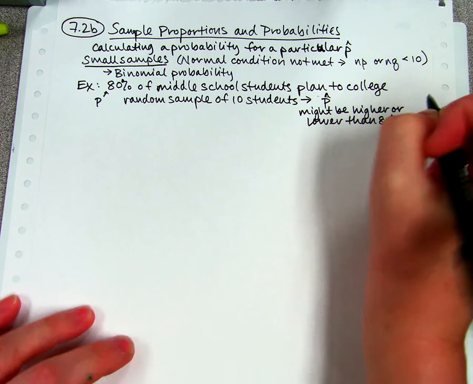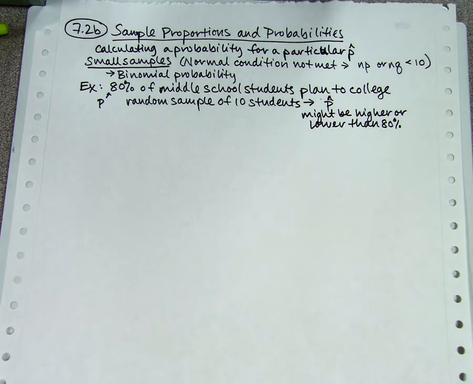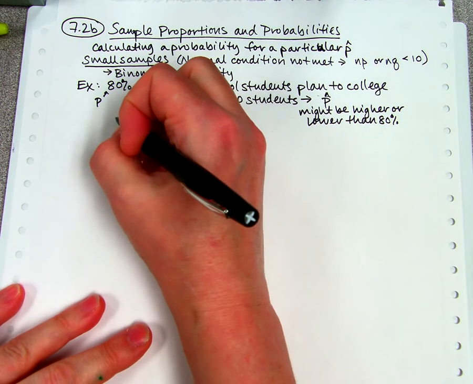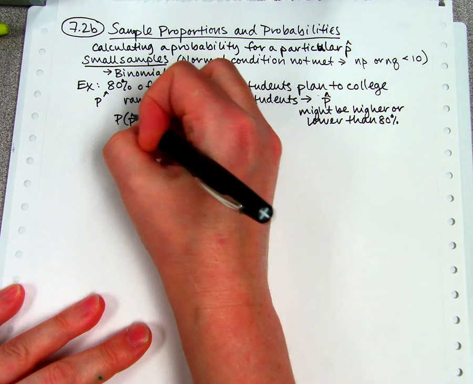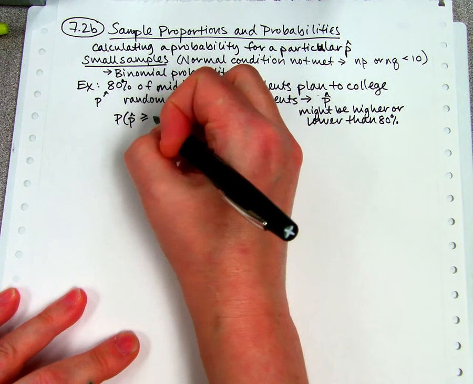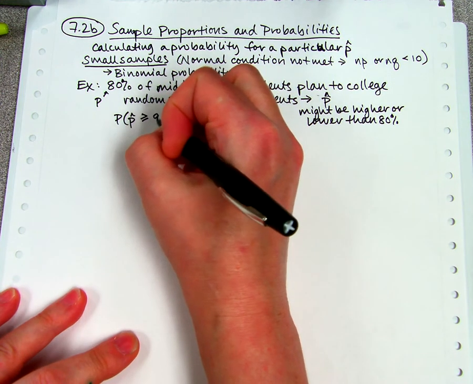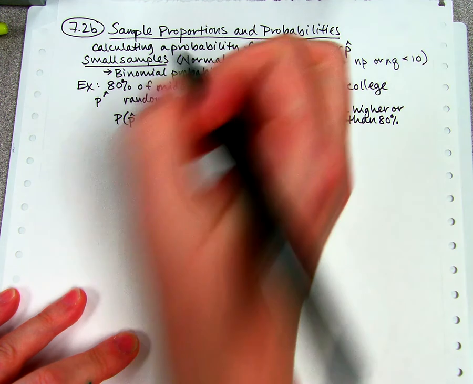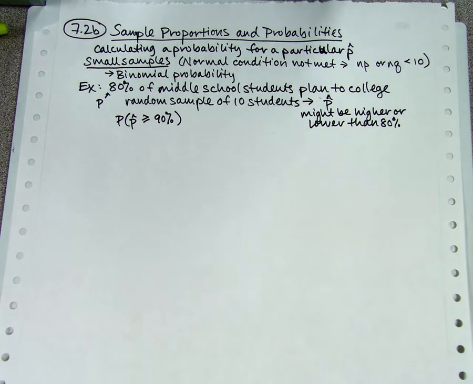And specifically, I want to know the probability that that small sample has 90% or more. So I want to know the probability that my p-hat that I calculate from my sample is greater than or equal to 90% or 0.9. So that means probability of 9 or 10 of these students saying, yes, I plan to go to college.